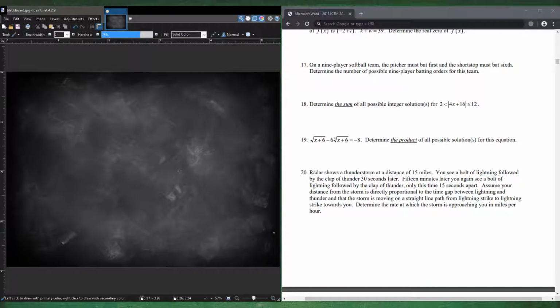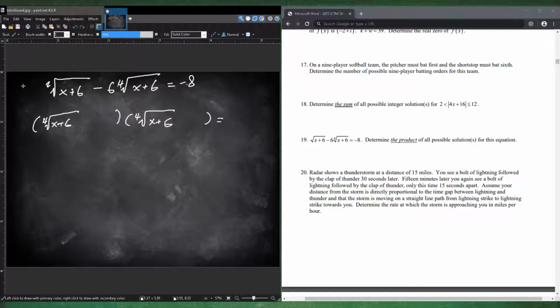Number 19. The square root of x plus 6 minus 6 times the fourth root of x plus x is equal to negative 8. Determine the product of all possible solutions. So this one's square root, but a square root is always with the 2. So basically this is going to become your x value. So it's going to be the fourth root of x plus 6 and the fourth root of x plus 6.